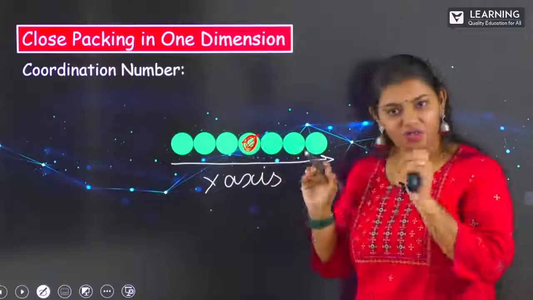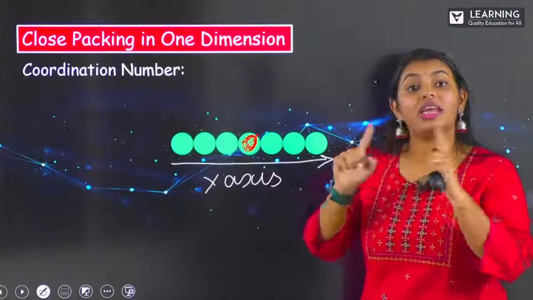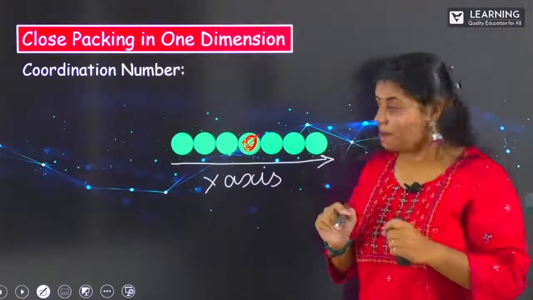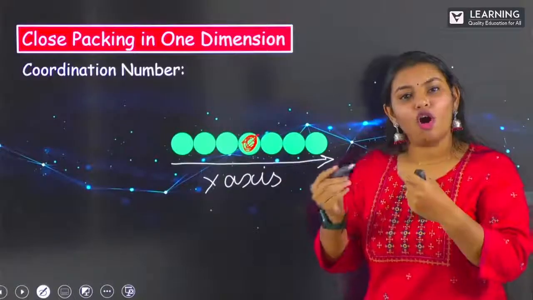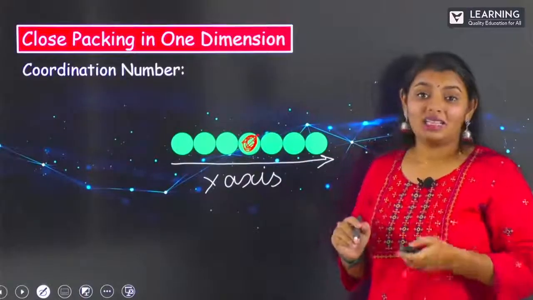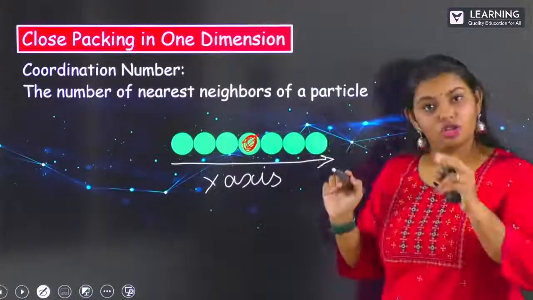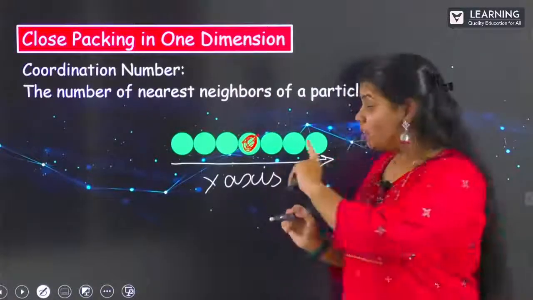Okay, so the sphere which I'm randomly choosing, the neighboring spheres that are there between them, that is going to give us the coordination number. So what exactly is coordination number? The number of nearest neighbors of a particle. So how many nearest neighbors are there in one dimension?